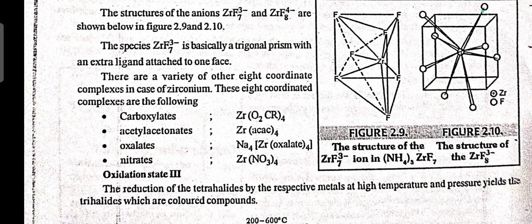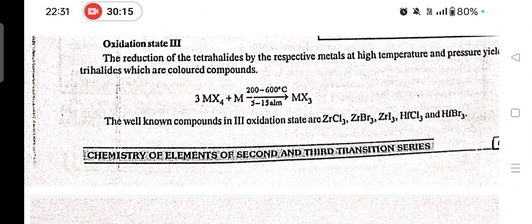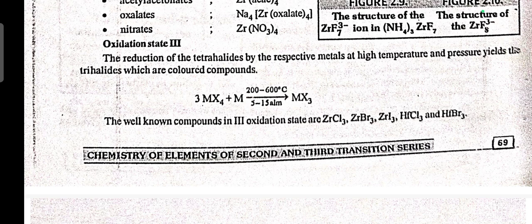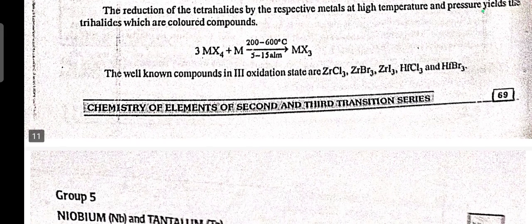Oxidation state 3. The reduction of the tetrahalide by the respective metals at high temperature and pressure yields the trihalides, which are colored compounds: 3MX4 plus M at 200 to 600 degrees Celsius gives MX3. The well-known compounds in the three oxidation state are ZrCl3, ZrBr3, ZrI3, HfCl3, and HfBr3.